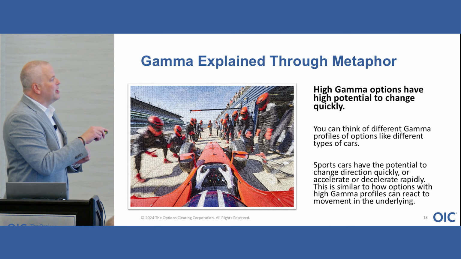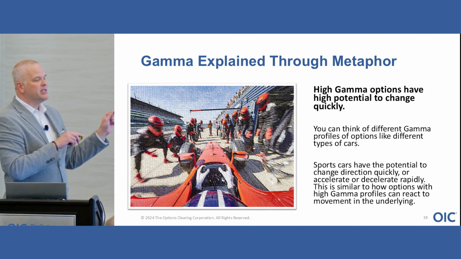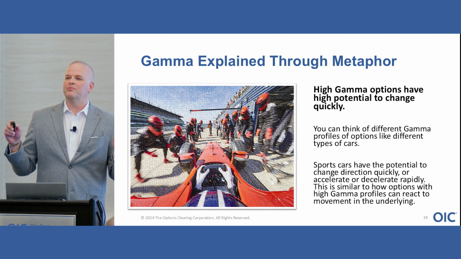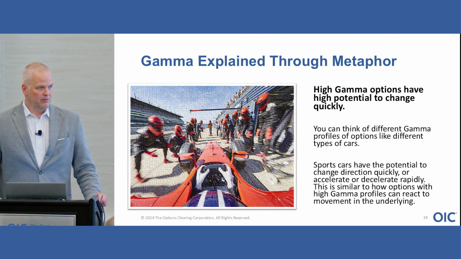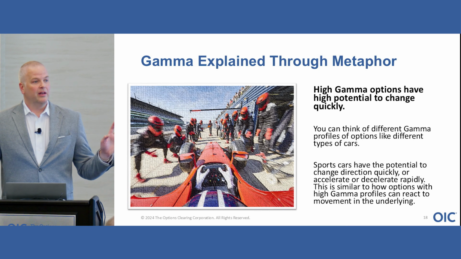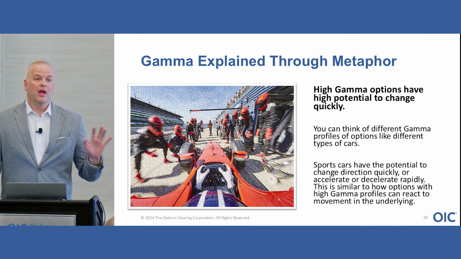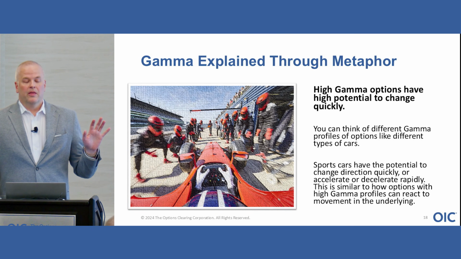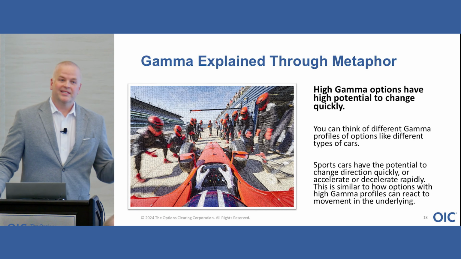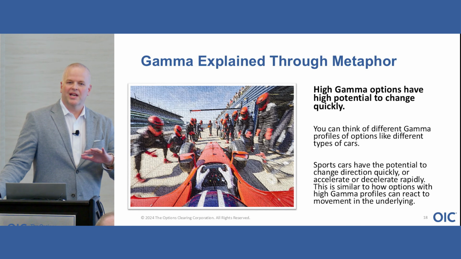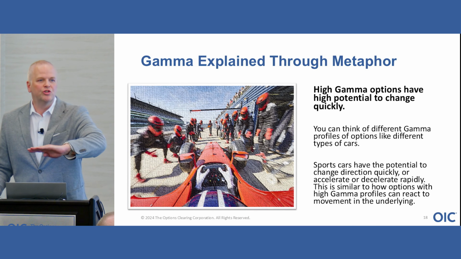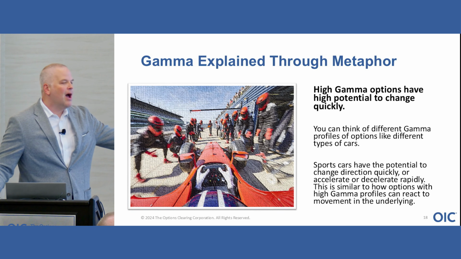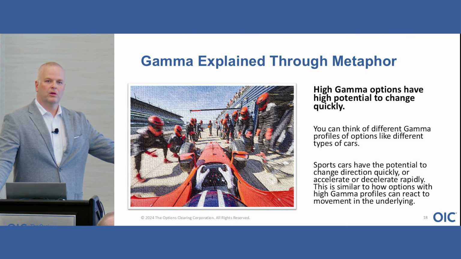You can think of different gamma profiles of options like different types of cars. High gamma options you can think about as race cars, right? Why? They change direction very quickly. If you're an F1 fan and you watch the Mercedes-Benz car go around the track, the most amazing part about it is that it takes those curves at like 110 miles an hour, because it has the potential to hug the road and change direction very quickly. That is how high gamma options work.